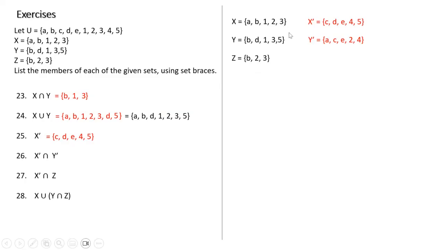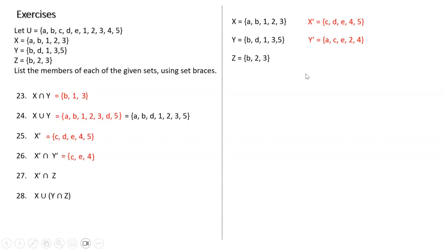Okay, now let's do number 26. Not X intersects not Y, so it's going to be here on the right. So what does not X and not Y have in common? They have in common a C. They have in common an E and a 4. And that's the answer.